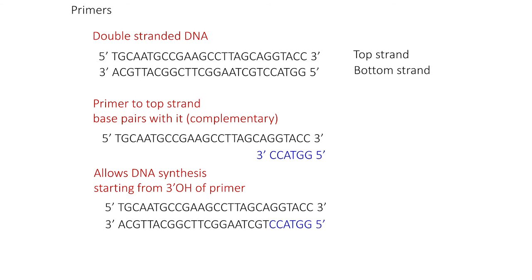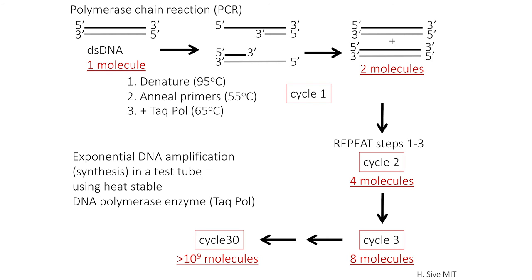Schematically, the polymerase chain reaction starts with one molecule. Cycle 1 gives you 2 molecules. Cycle 2 will give you 4 molecules. Cycle 3, 8, and so on until you go to cycle 30. And you'll get a billion molecules or more. And you can do more cycles as well. Sometimes you go to 40 or so cycles.